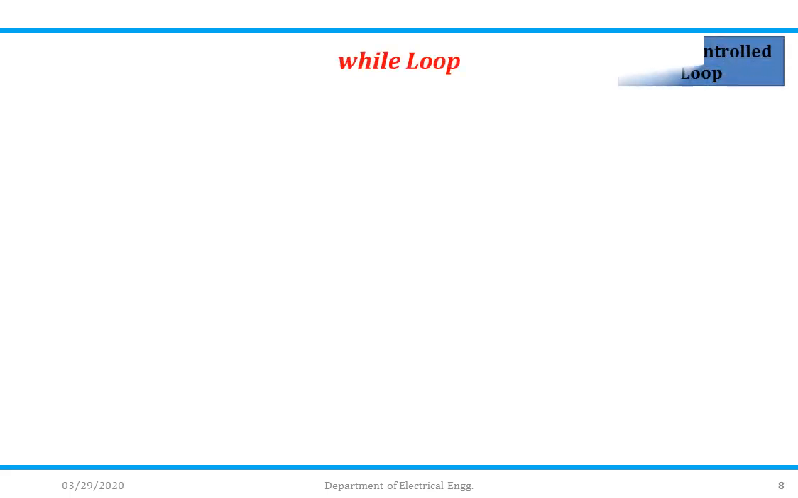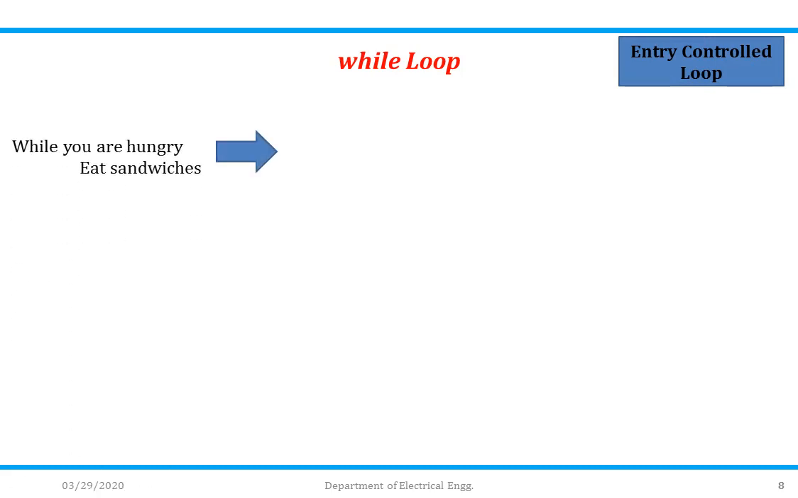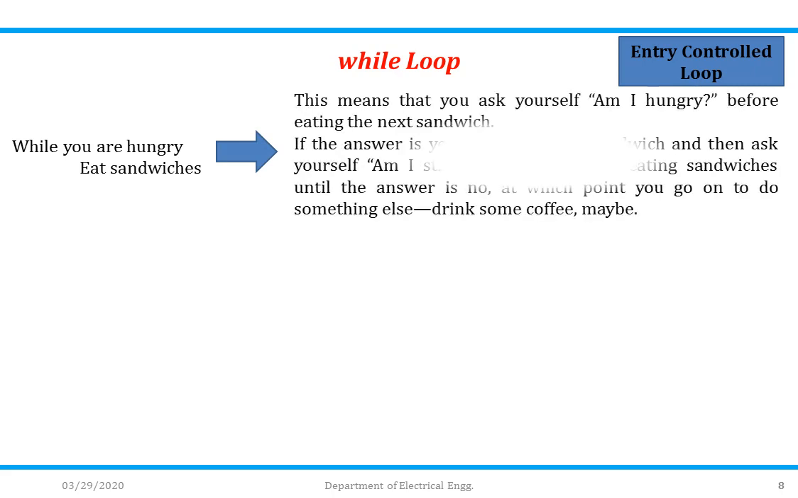Next is the while loop. Again, it is an example of an entry control loop. Let's take one simple example. While you are hungry, you are eating sandwiches. This means that before eating the next sandwich, you ask yourself, am I hungry? That means you are checking the condition. If the answer is yes, then you eat a sandwich and again ask yourself, am I still hungry? You keep eating sandwiches until the answer is no, at which point you go on to do something else, like drink some coffee maybe.